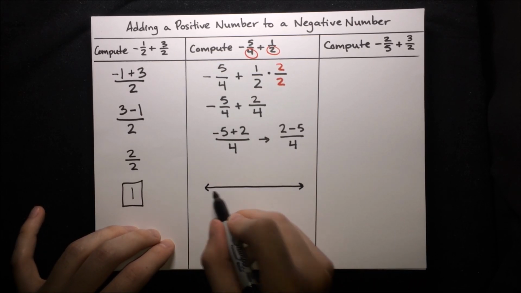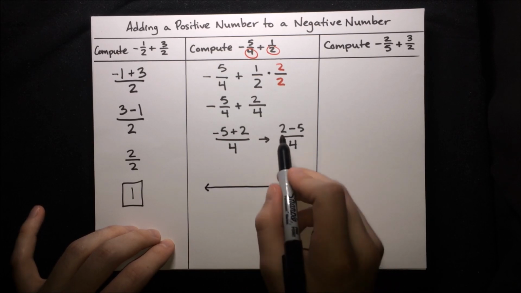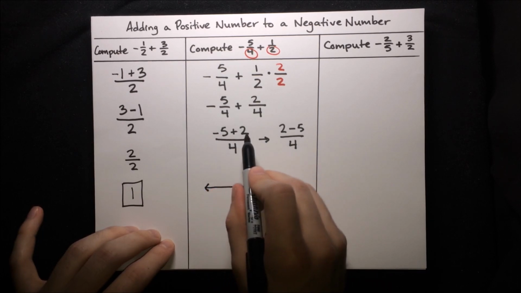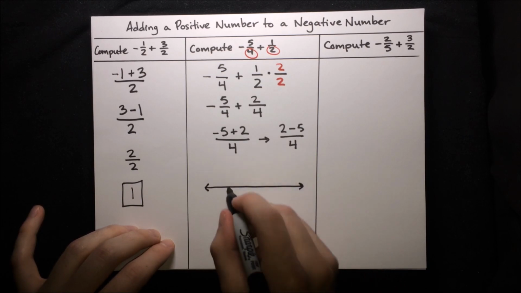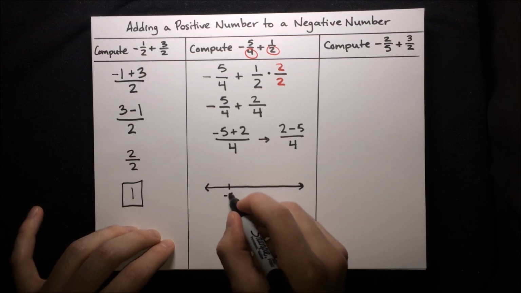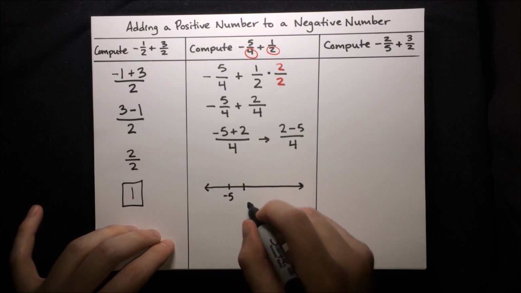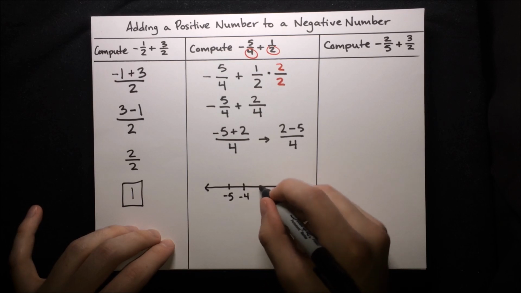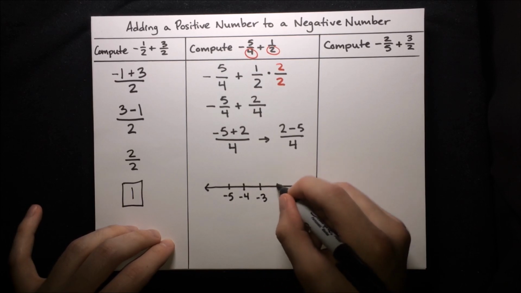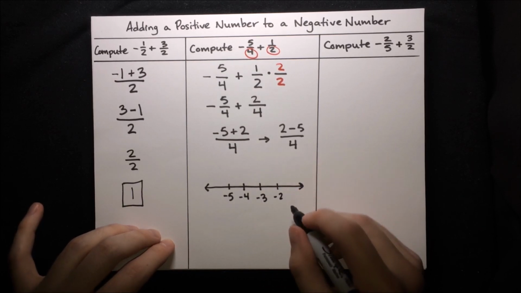So let's draw a number line, and we're going to be starting at negative 5 and then adding 2, making 2 jumps to the right. So let's draw negative 5 over here, and let's add on some other numbers. Negative 5, what's after negative 5? Well, remember we're counting up, so it's negative 4, and what's after that? Negative 3, then negative 2, and so on.